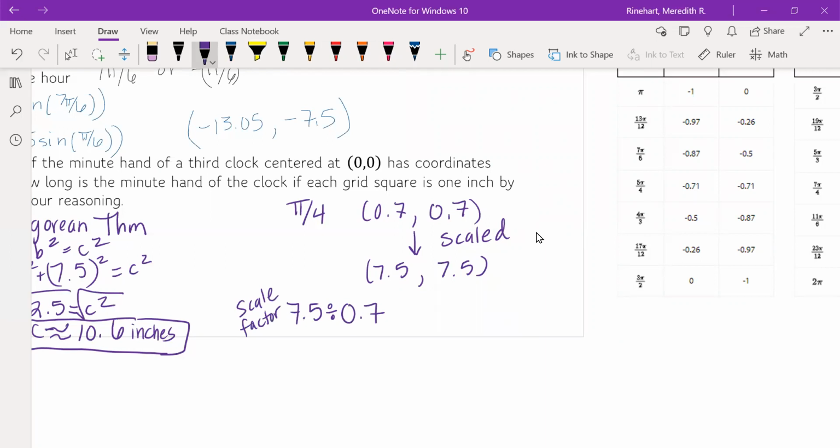it gives us a scale factor of about 10.7. And then our minute hand would be 10.7 inches. So that's another way to go about this problem. And that is it.